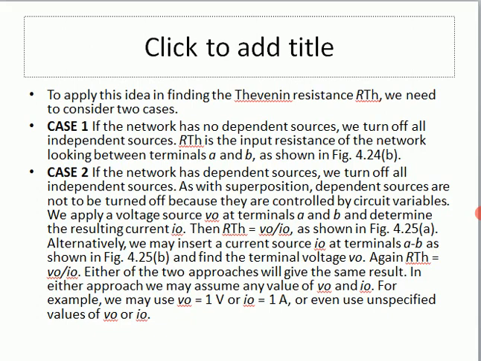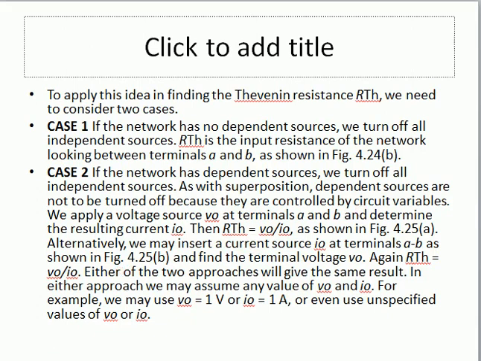But now we will see case 2, in which we are having dependent sources, and what we will have to do. If the network has dependent sources, we turn off all the independent sources. As with superposition, dependent sources are not to be turned off because they are controlled by the circuit variables. We apply a voltage source V0 at the terminals A and B and determine the resulting current I0. Then R Thevenin is equal to V0 over I0.